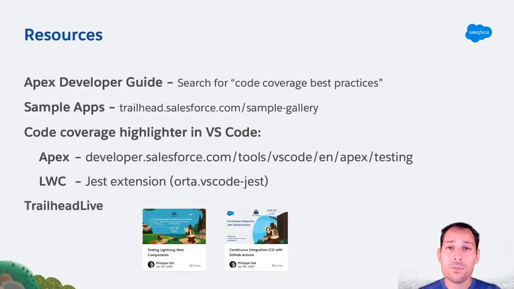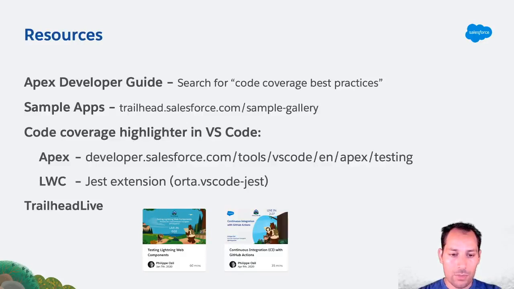Well, with that, I'm going to leave you with a couple of resources. If you want to look for best practices for code coverage, there are a lot of them written in the Apex Developer Guide. All you have to do is search for code coverage in there, and you'll find code coverage best practices. And we did a lot of work on testing, and you can find a lot of the examples and configuration for Codecov and for testing in the sample apps. So that's trailhead.salesforce.com/sample-gallery. And you'll want to be looking at Lightning Web Components Recipes, because that's, I think, the best project to look for testing and code coverage reporting.